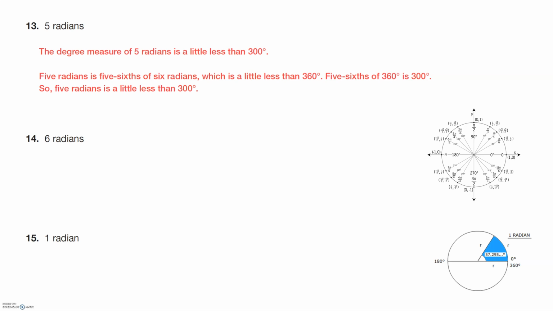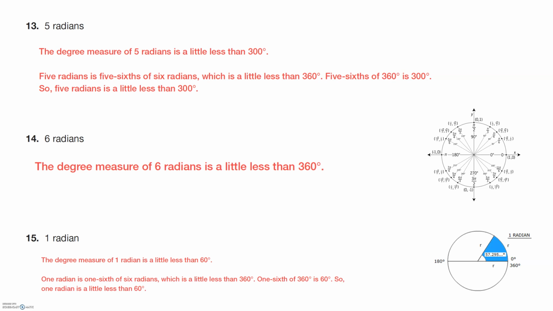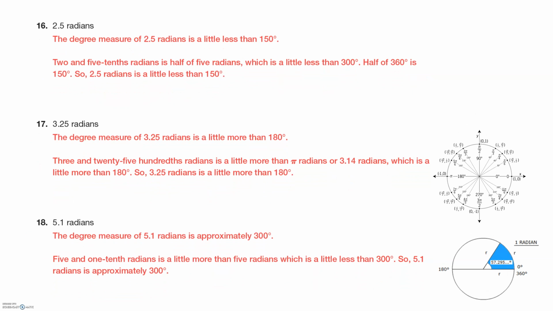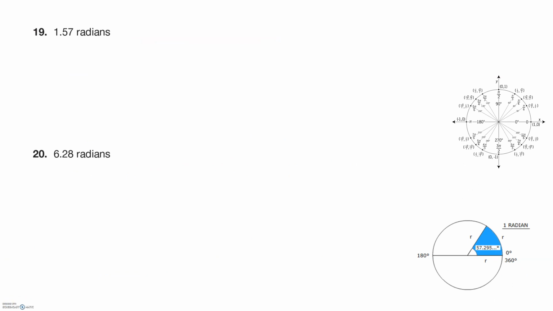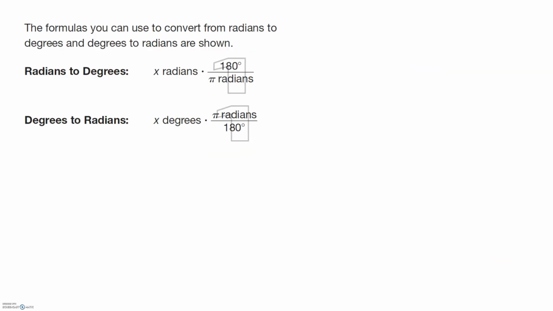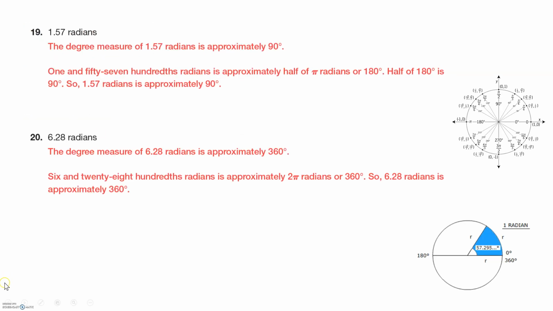Once you are done finishing the rest of the problems, then check your answers right here. 6 radians. 1 radian, and then here you have the rest of these. Okay, so I think with these you are ready to take your exit ticket. Oh no, I have one more here. Okay, now you're ready to take your exit ticket.